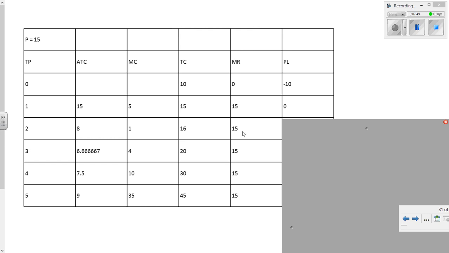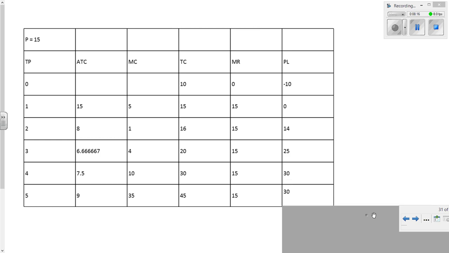So at our second level of production, our marginal revenue is 15. Again, marginal revenue will always be whatever the price is. Our marginal cost is 1. That leaves us with 14 plus 0 equals 14. And then again, price 15 minus 8 is 7 of the average total cost, times 2 is 14. Again, either way comes up with the same answer.